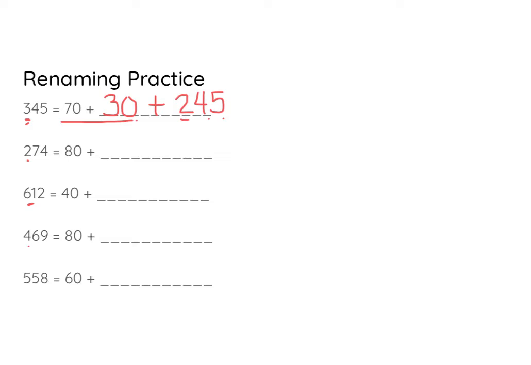All right, 274 equals 80 plus, add the partner to 100. And now that you're at 100, you need another 174. 612. Add the partner to 40, which is 60. Now that you're at 100, add 512.